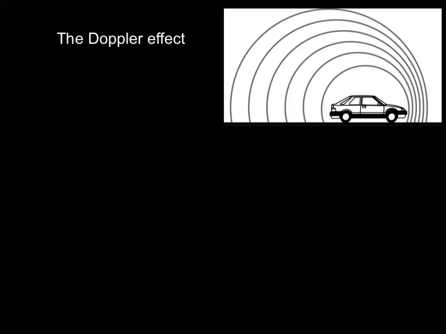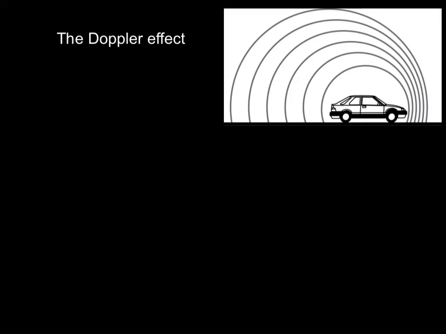The reason this happens is that the ambulance is driving forward and it's chasing its own waves, the waves that it's giving off. This means that the waves in front of the ambulance get compressed, so they sound higher pitched, and the waves at the back of the ambulance get dilated, and so, of course, they sound lower pitched. As easy as that.